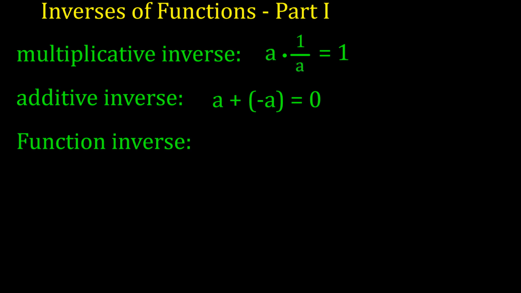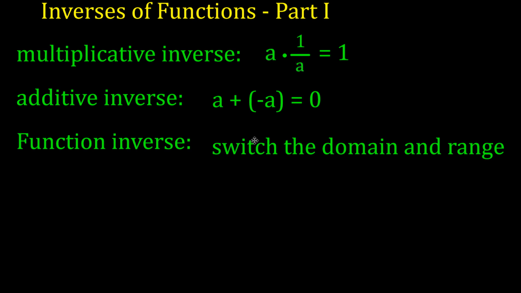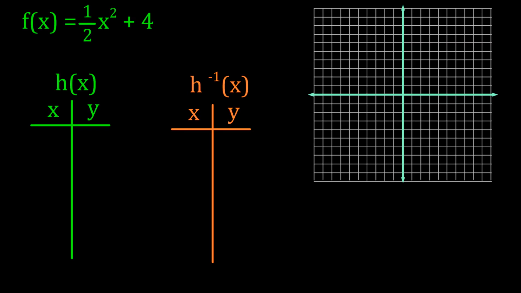So a function's inverse really isn't like these at all. What it means is you switch the domain and the range. That's really what the inverse of a function is. You take the domain, make it the range, take the range, and make it the domain. Just flip-flop them around. And so we're going to look at two examples of this. We're just going to look at the graphs in this video. The next video we'll look at the equation aspect of this.